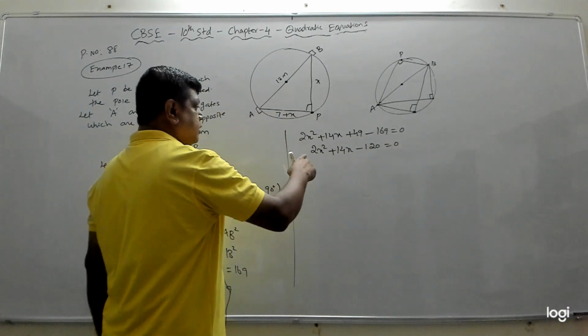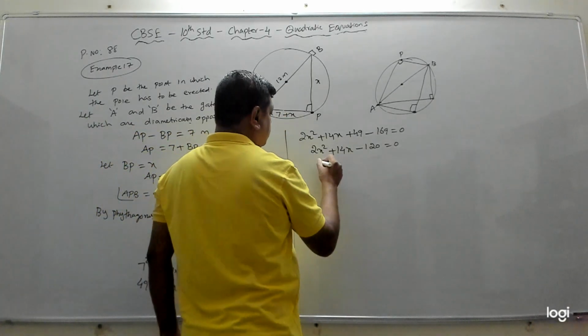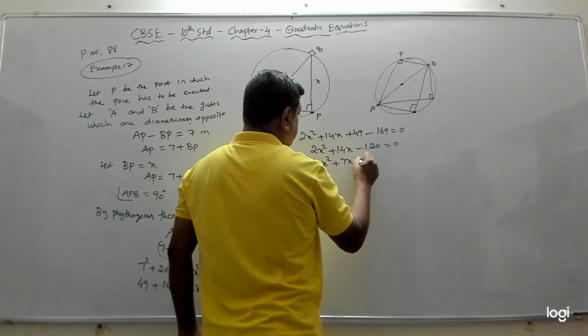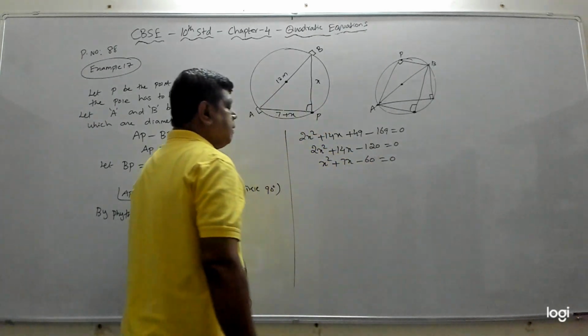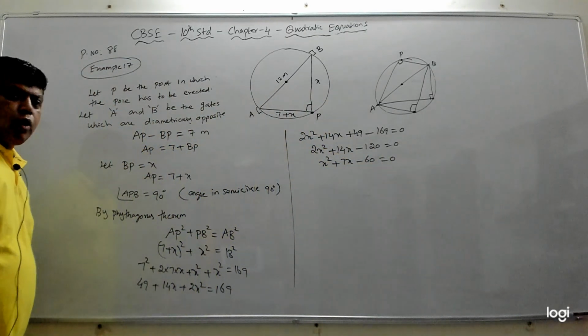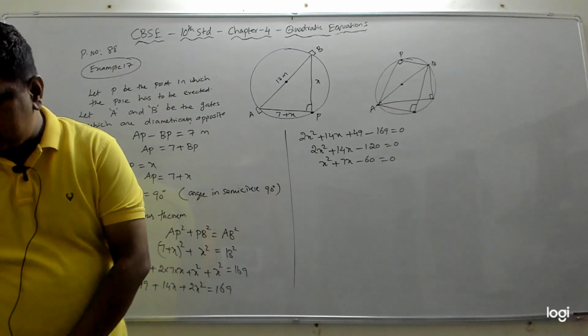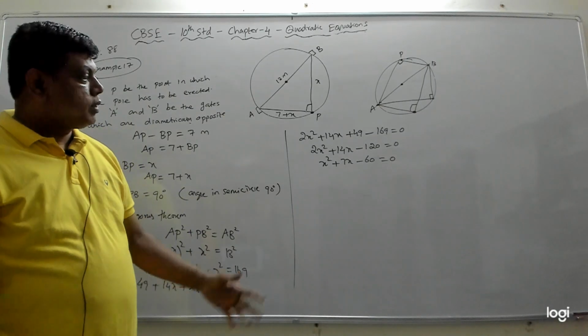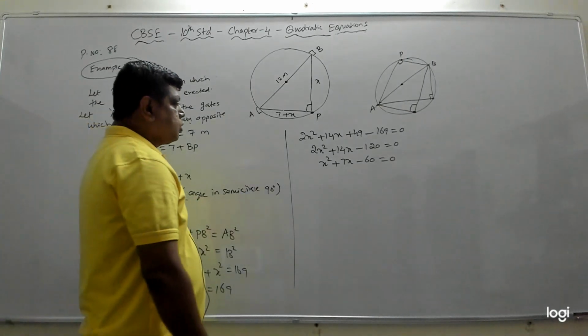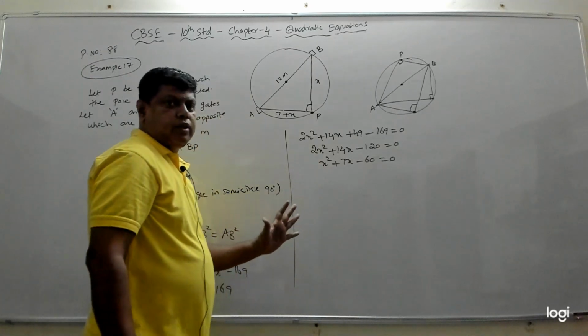Now we can again cancel throughout by 2 because 2 is common everywhere. So you'll get x² plus 7x minus 60 equal to 0. Fine. Now we need to solve this using any method. They have given the quadratic formula, so we can use the quadratic formula, or you can even use factorization, doesn't matter.